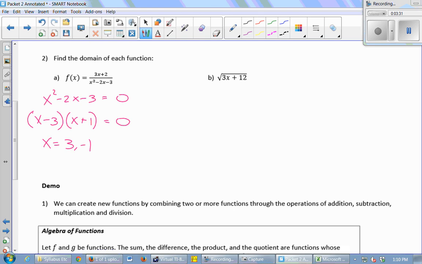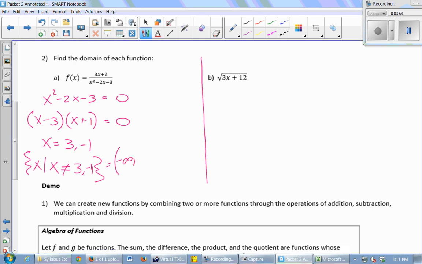So you could write it in set builder notation: the set of all x's such that x does not equal 3 or negative 1. And if you wanted to write it in interval notation, which is how my math lab will want you to write it, you would start at negative infinity. You start as far left as you can, right?